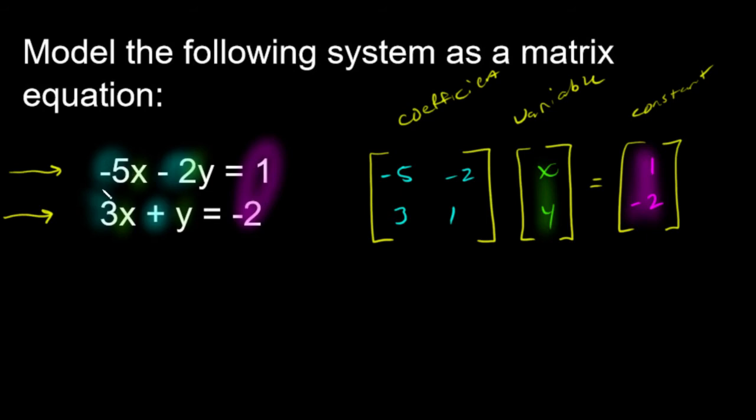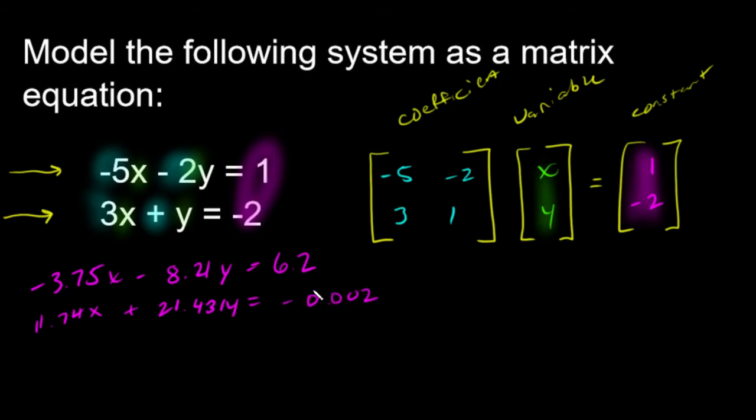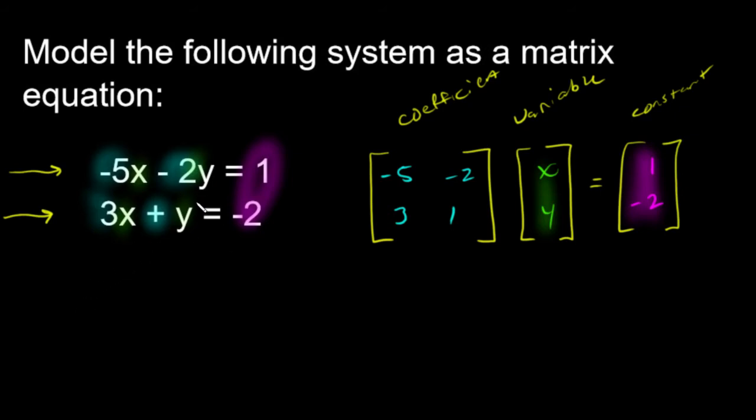Imagine you had a really ugly system like -3.75x minus 8.21y equals 6.2, and then the next equation is like 11.74x plus 431y equals -0.002. So you got some disgusting, terrible, ugly, hideous system like this. Well, if you can set it up into a matrix equation, which you can, you just basically drag and drop different things different places, you can use your calculator to solve all of it for you.